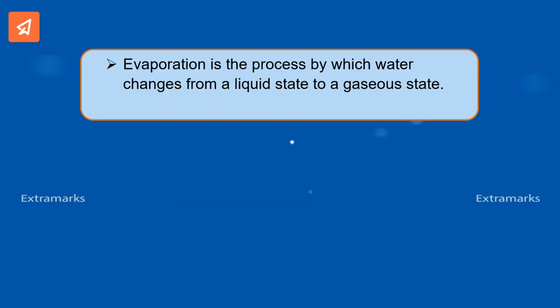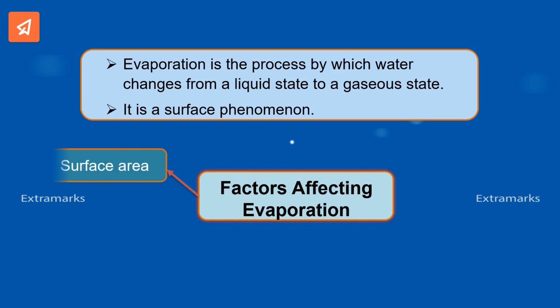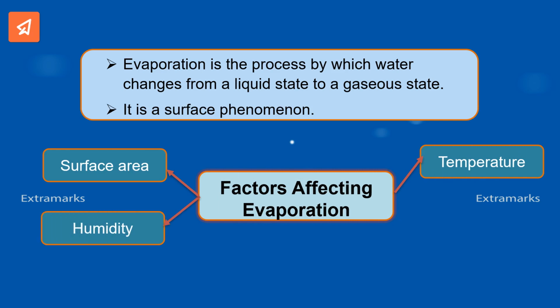Now, let's summarize what we have learned so far. Evaporation is the process by which water changes from liquid state to gaseous state. It is a surface phenomenon. The rate of evaporation depends on the surface area exposed to the atmosphere, temperature, humidity, and wind speed of the surroundings.